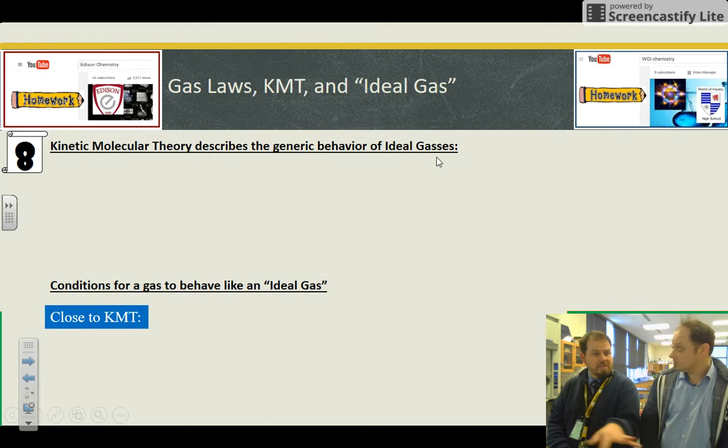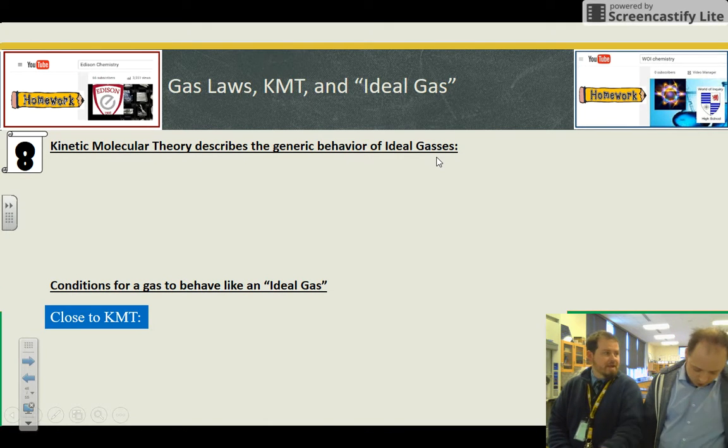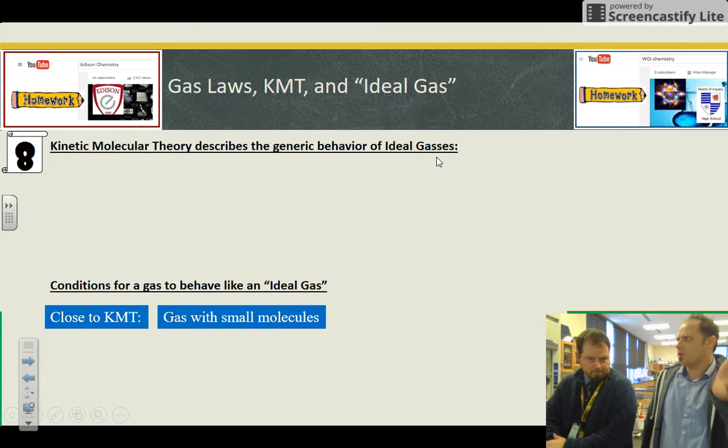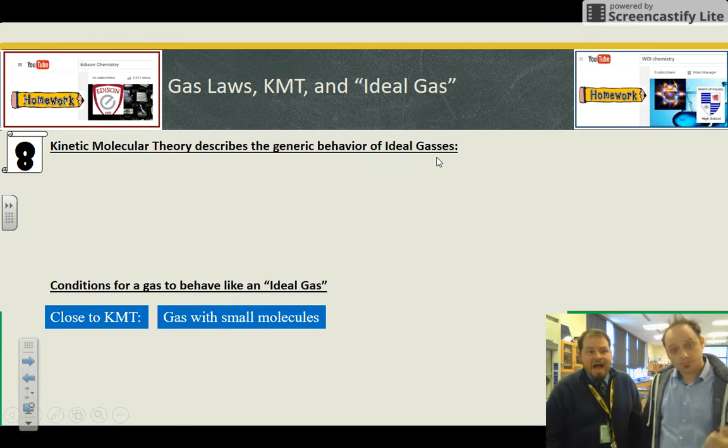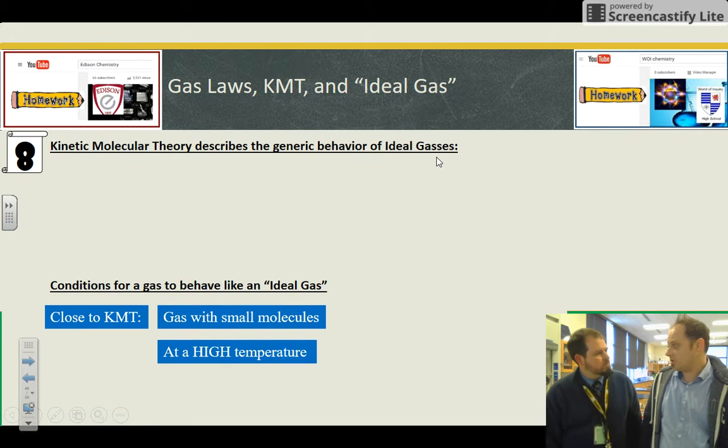So the closer I am to KMT, the more ideal my gas behaves. And the key term is, under which conditions does this gas behave most ideally? So it must be hot and it must be small molecules. Hydrogen and helium are much smaller than carbon dioxide. The best ones to use as examples for KMT.